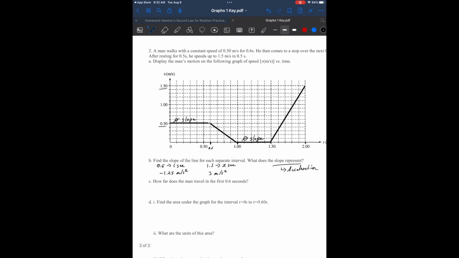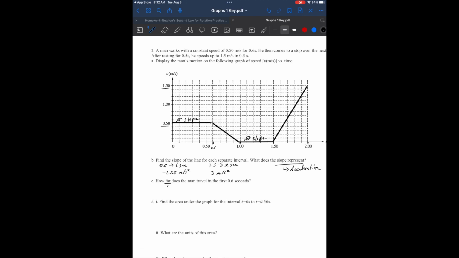C asks us how far does the man travel in the first 0.6 seconds? Well, how far does a man travel is displacement. And from a velocity versus time graph, displacement comes from the area under the curve. So what I really like to do with area under the curve is I'll shade it in so I can see what I'm looking for. I can visualize. I want to make things into either rectangles or triangles because I can calculate the area under the curve for a rectangle or a triangle.